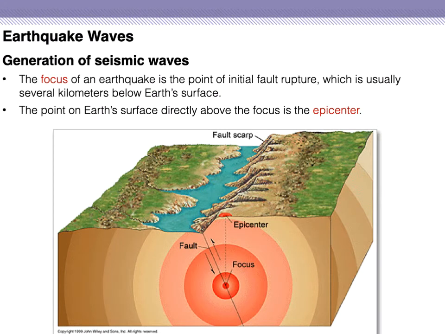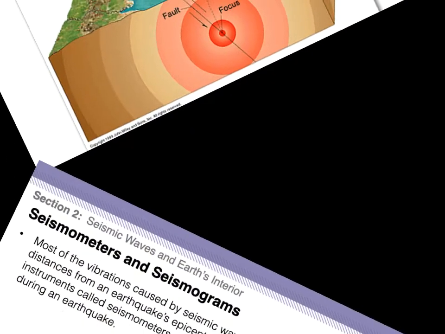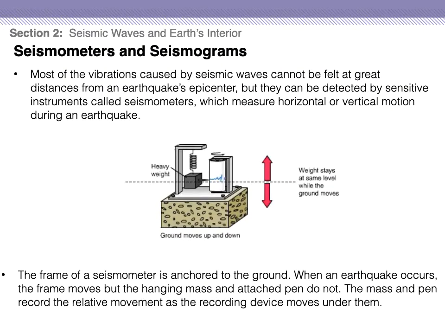The focus of an earthquake is the point of the initial fault rupture, which is usually several kilometers below the Earth's surface. The point on the surface directly above is called the epicenter. Section 2.